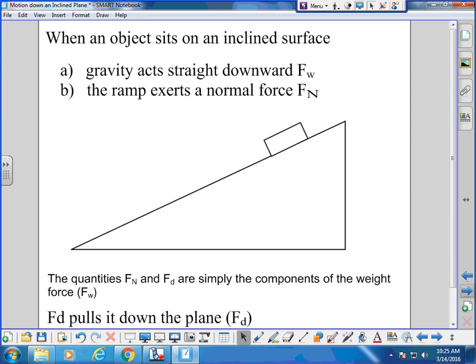When an object sits on an inclined surface, gravity acts straight downward, Fw, and the ramp exerts a normal force Fn. Like that. The quantities Fn and Fd, which I haven't talked about yet, are simply the components of the weight force. There's lots of F's. F just stands for a force, right? And then the little letter is what kind of force.